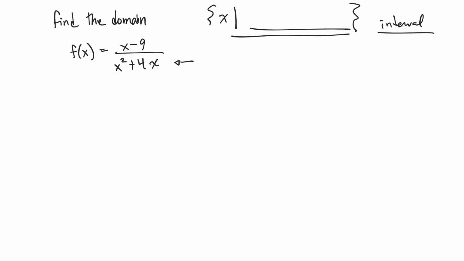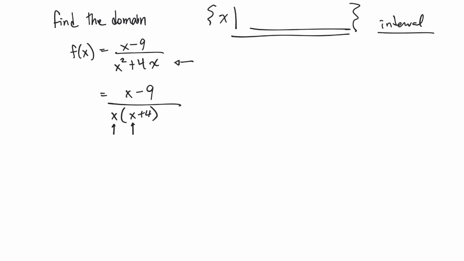denominator cannot be 0 on a fraction. So we want to find all the numbers of x that will make the bottom 0 and then say the domain is everything except those numbers. So to do that, we'll factor this denominator. I'll factor an x out and I'm left with x plus 4. So it looks like there are two numbers that I can plug in here where I can make the denominator 0.